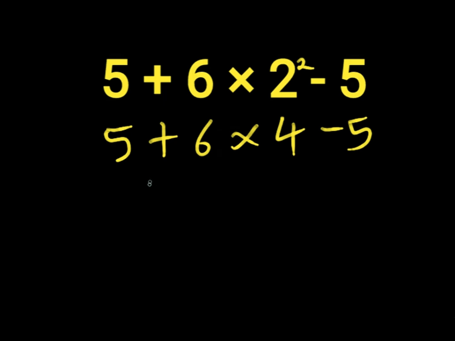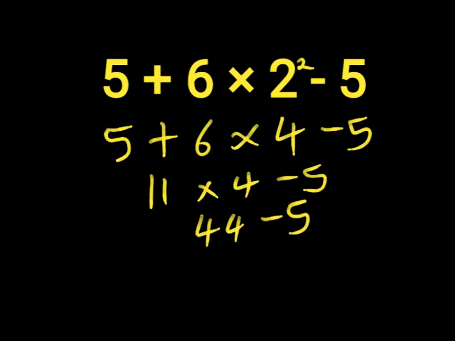So 5 plus 6 is 11. 11 times 4 minus 5. So 11 times 4 is 44. Then 44 minus 5. 44 minus 5 is 39.